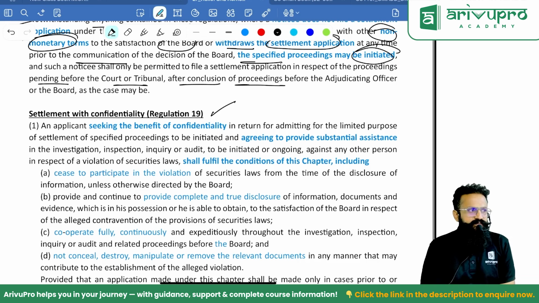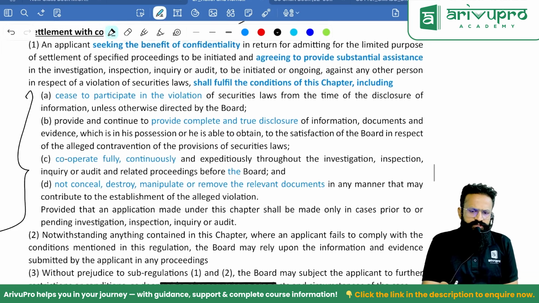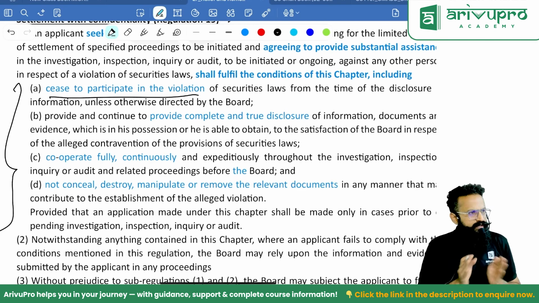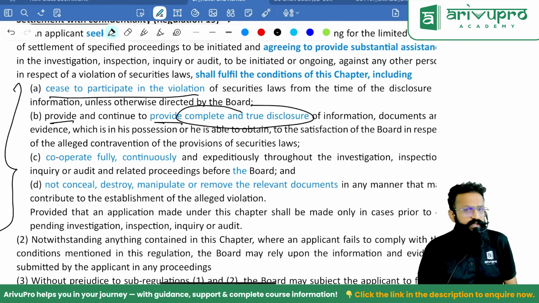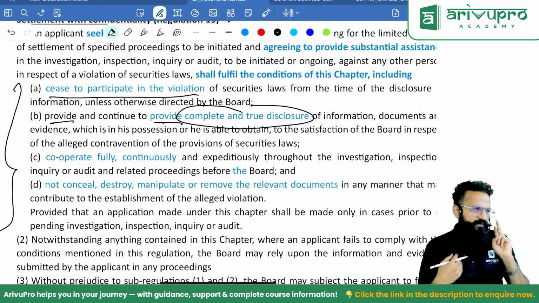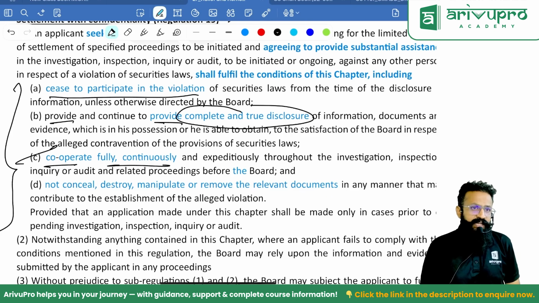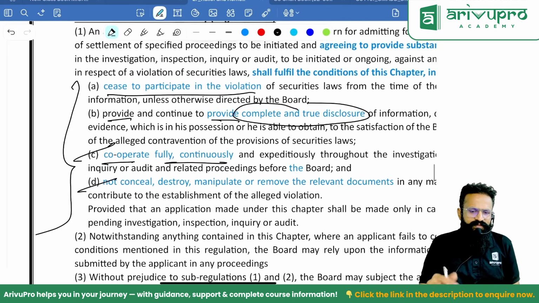Try to remember this. The confidentiality treatment will be given whenever I'm satisfied that you're satisfying these considerations. What is that? You cease to participate in the violation. You were doing it, now you are no longer doing it. I'm happy. Second one, provide and continue to provide complete and true disclosures. When you're giving the evidences, don't hide half and give the other half. Give completely. If I'm satisfied, I'll give you confidentiality treatment. Third one, cooperate fully and continuously. I'll be asking you for proceedings, I'll tell you to come, I'll tell you to get me the documents. Wherever possible, you have to cooperate. Fourth one, not conceal, destroy, manipulate, or even remove any relevant documents from my records. If at all you're doing all that, then no confidentiality. If you're complying with all of those, then SEBI will extend you confidentiality.